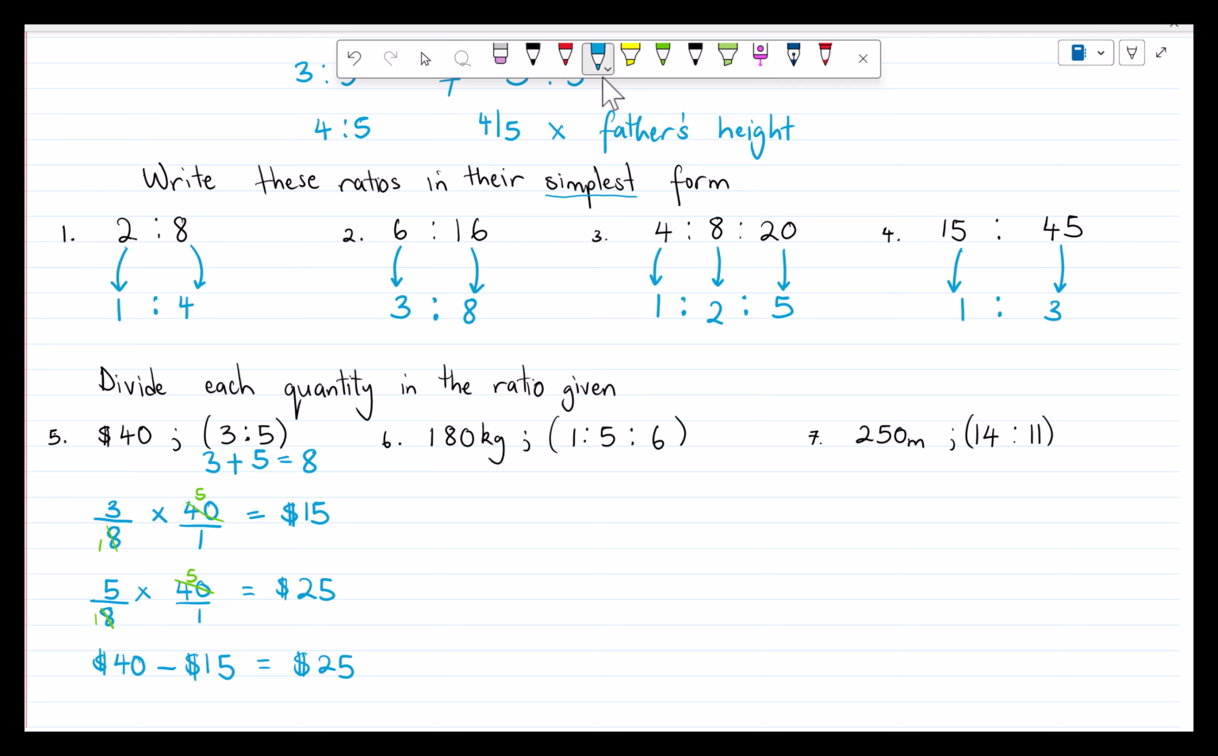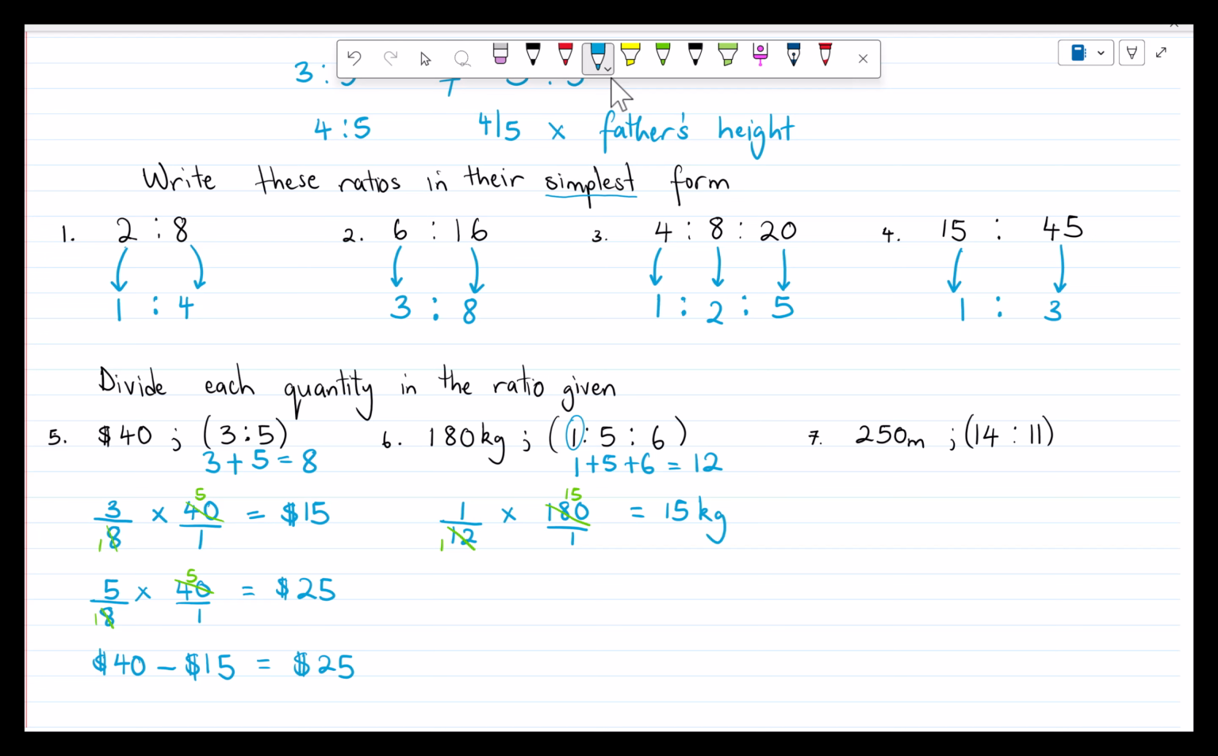And then example number 6, we are dividing 180 kgs in the ratio of 1:5:6. So the first thing to do is to find the total ratio, which is 1 plus 5 plus 6, which is equal to 12. Now we start off with 1, whereby we say 1 over 12, that is this first ratio 1 over the total ratio of 12, and we're multiplying it by 180 kgs. And we go ahead and say 12 into 12 is 1, and then 12 into 180 gives us 15. Hence we multiply 1 times 15 and we get 15 kgs.